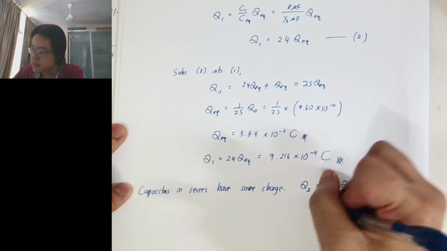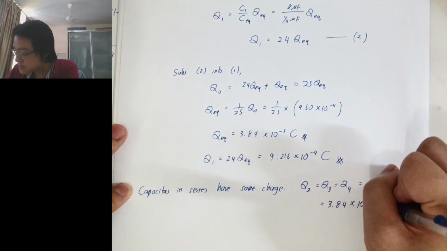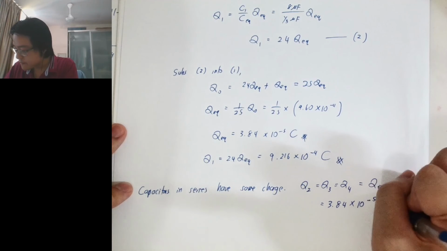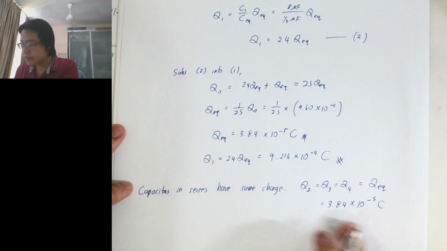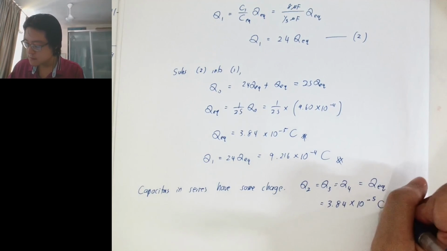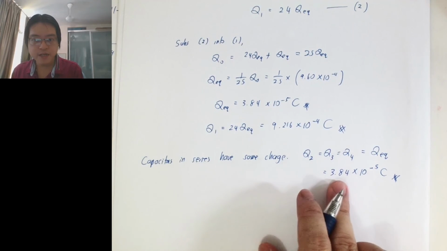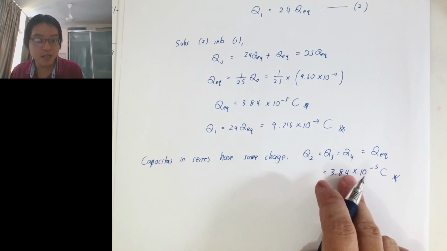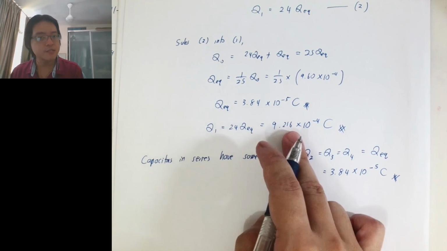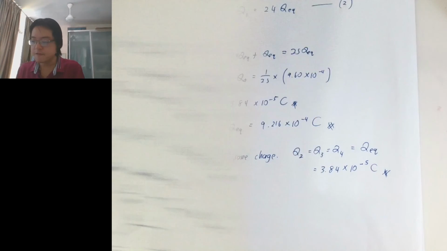Okay, so the answer is everyone has 3.84 times 10 to the minus 5. And Q1 has this. So capacitors 2, 3, and 4 share the same charge. Q1 will be a different charge. And it's kind of expected because C1 has a different capacitance from the other 3.